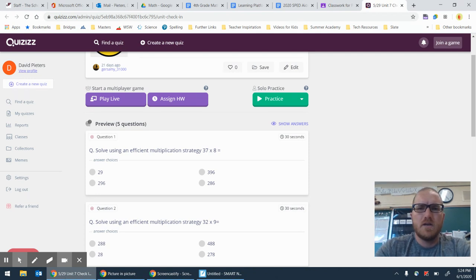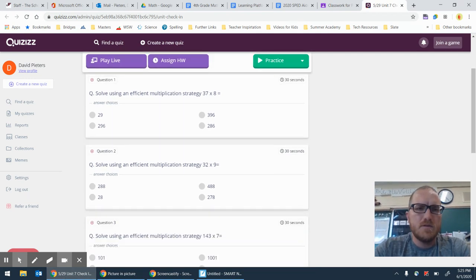All right, so looking at our first problem here, we have: solve using an efficient multiplication strategy. 37 times 8. One of the first things that we want to do when we're doing a multiplication problem, and really any math problem, is wrap our heads around what's a good answer. A way to do it would be to check with rounding and things like that.